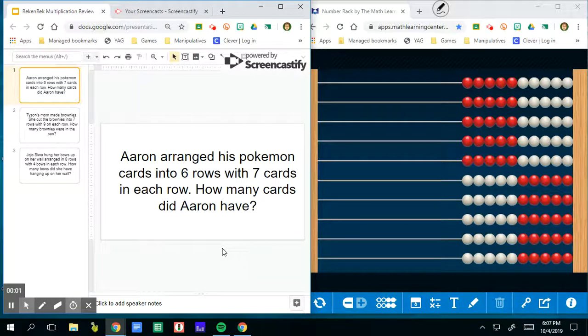Okay, today we're going to be talking about solving problems using our handy dandy Rekenrek. And it's going to be fun.